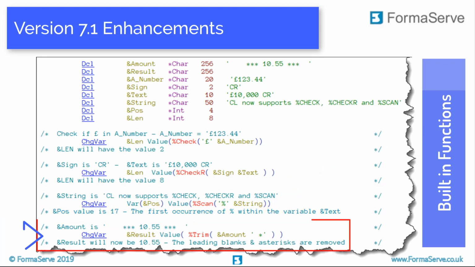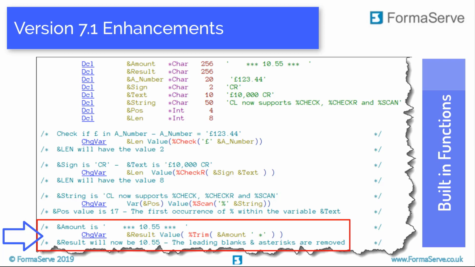So the next one on the list is %TRIM. %TRIM will trim characters from both the left side and the right hand side of a string. So we can see in this example, we've got a variable &amount, which has got lots of spaces in it, it's got lots of asterisks in it, and it's got a value in the middle.